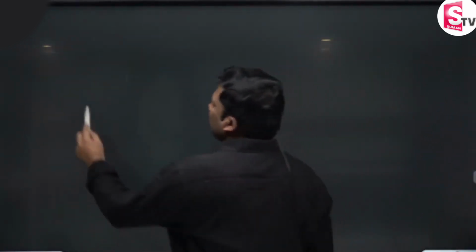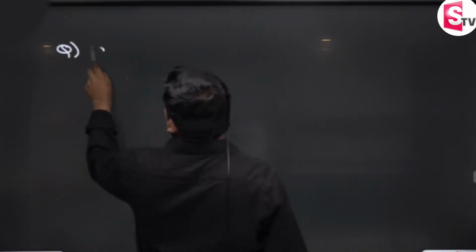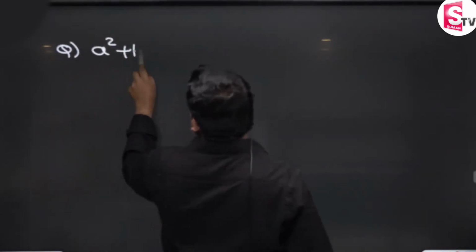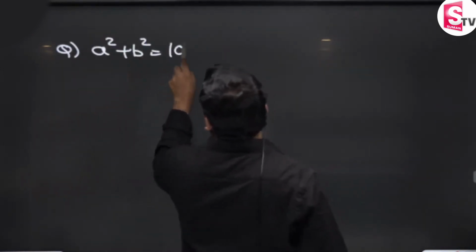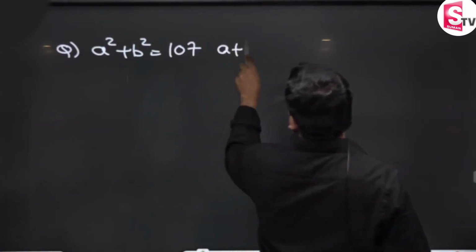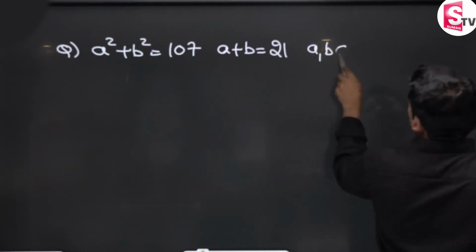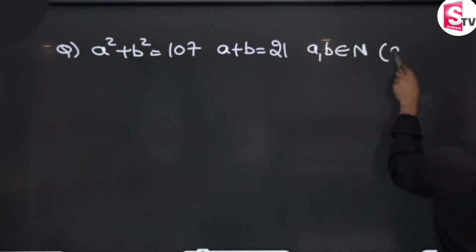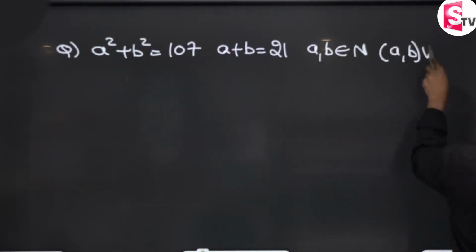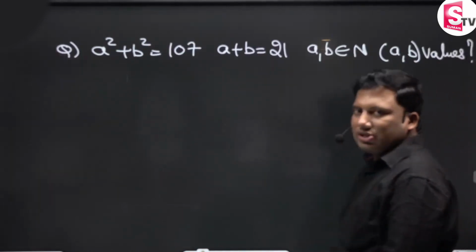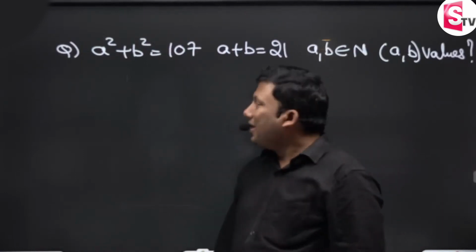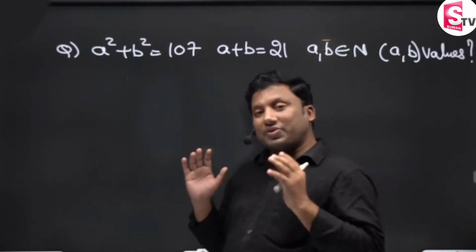Method 2. One more question. We will solve as many questions as possible. a square plus b square equivalent to 107, a plus b equivalent to 21. One more practice question. a and b are natural numbers. How many values will a, b take?